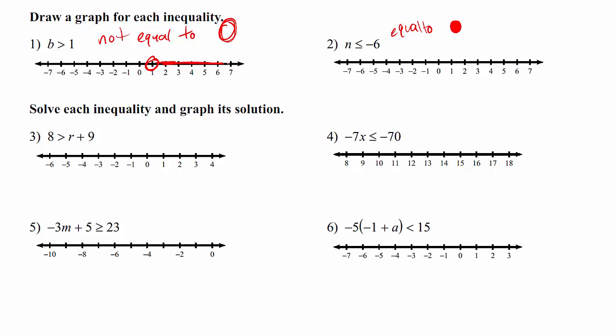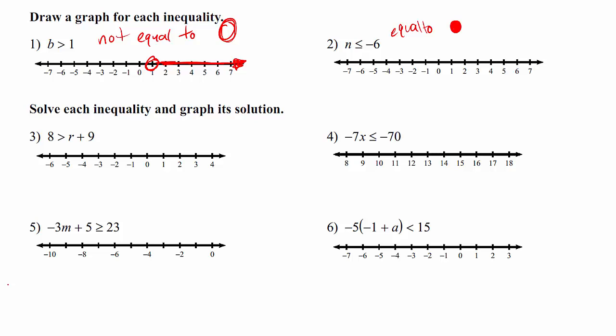Another way that you can tell which way to shade is by pretending that this is an arrow and saying which way does the arrow point. That only works if your variable is on the left side. So b is on the left, so we can use that trick. If b wasn't on the left, if it was on the right side, then we would have to move it around, and that'll happen later on in the video, so you'll see what I mean.